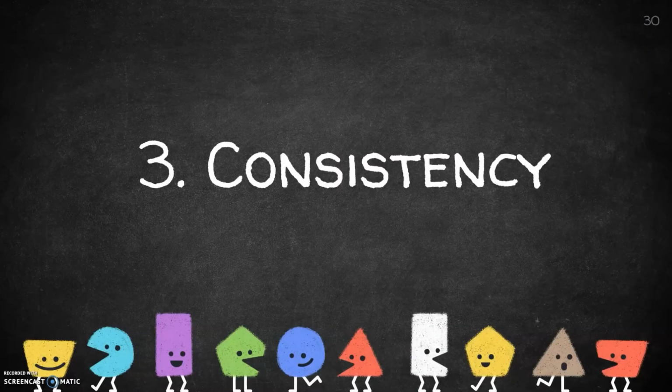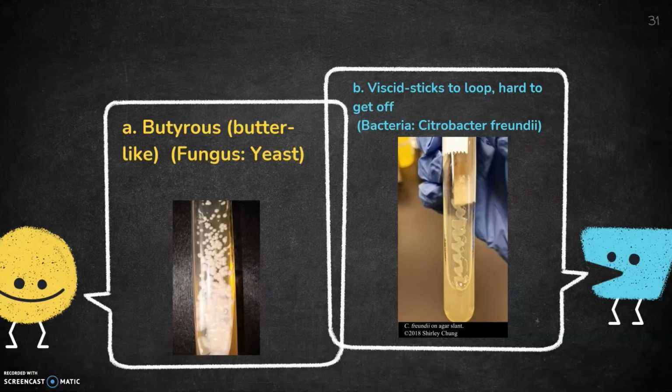Next is the consistency. First is the butyrous or butter-like. This represents the yeast. This is a type of fungus in an agar slant. You can see the consistency of the colony that is butter-like. Second is the viscid, sticks to loop and hard to get off. This bacteria is Citrobacter freundii.